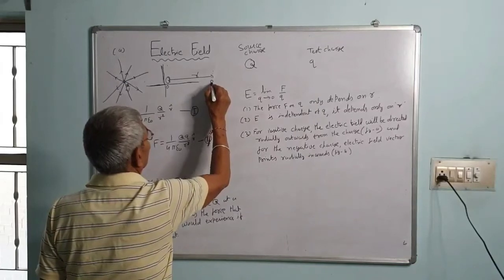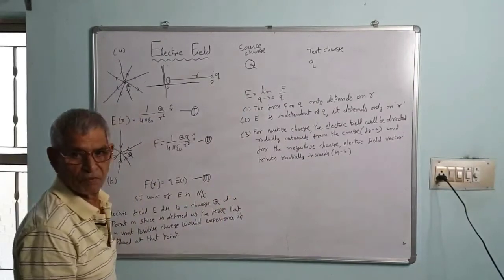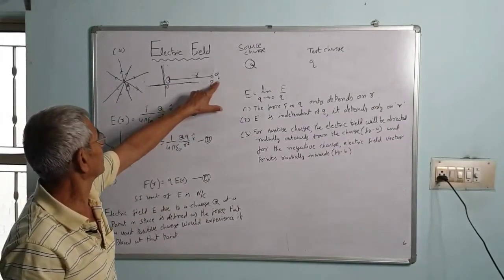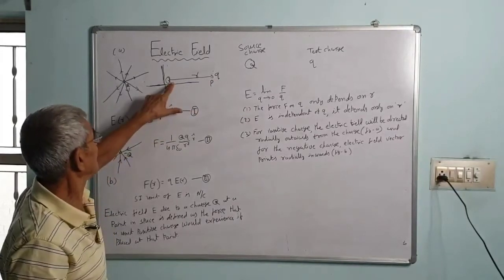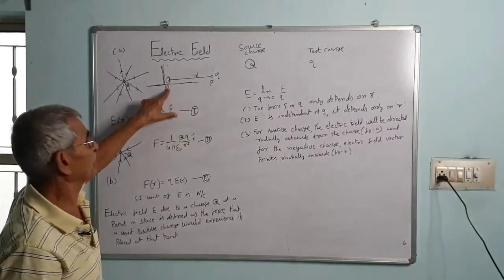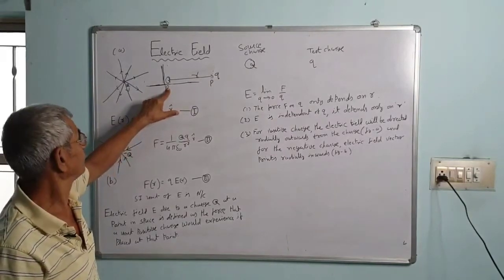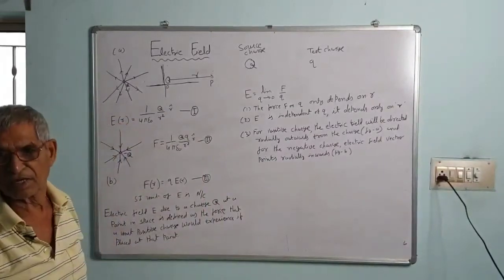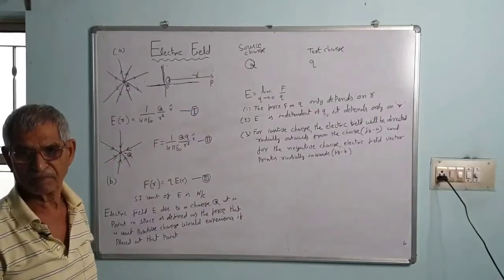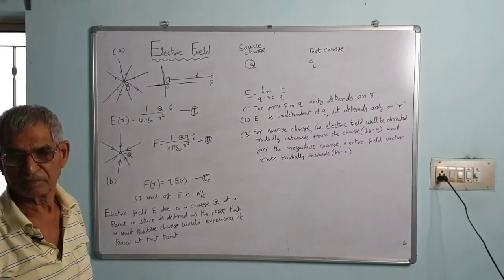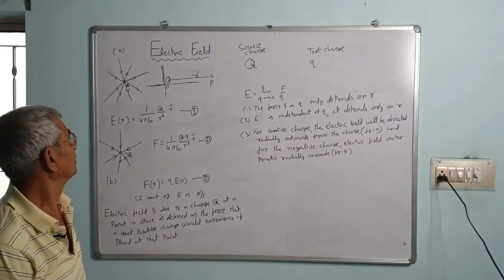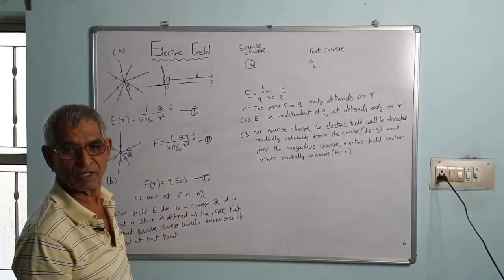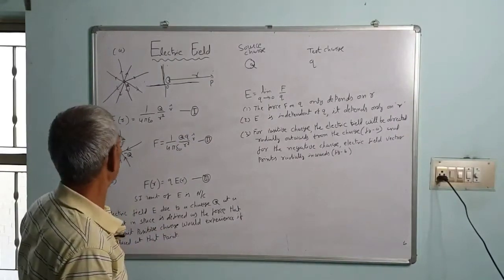If we place another charge q, according to Coulomb's law, this charge q will experience a force due to the source charge Q placed at the origin. Now, the question is: if we remove q, what is left? Is there nothing at P? Then why does q, when placed, experience a force? There must be something. So we will define the electric field.